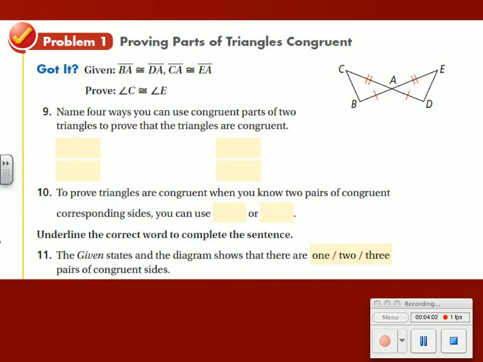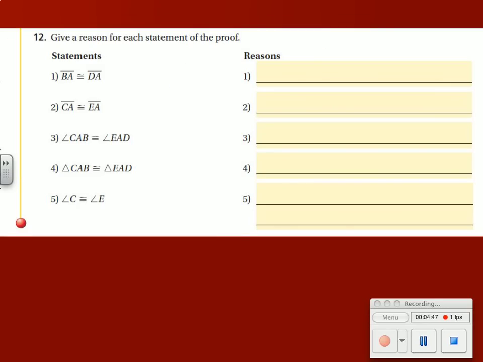So let's get started. What are the ways that we can use to prove that triangles are congruent? We can look at side, side, side. We can look at side, angle, side. In addition, we learned about the angle, side, angle, and angle, angle, side theorem. So we have three postulates and a theorem to prove that triangles are congruent. To prove the triangles are congruent when you know two pairs of congruent corresponding sides, I can either use the side, side, side postulate or the side, angle, side postulate. The given states and the diagram shows that there are two pairs of congruent sides. So let's continue to look at this problem on the next slide.